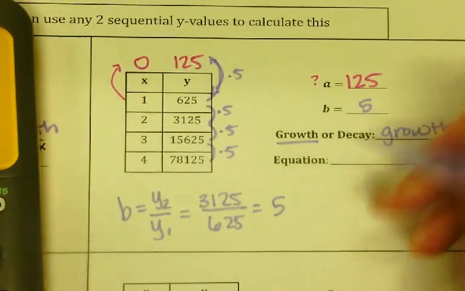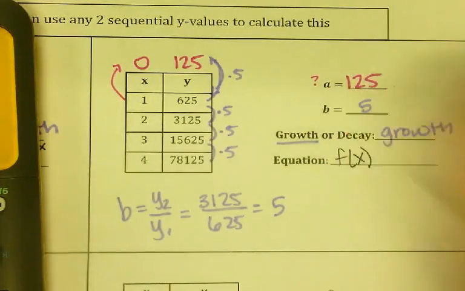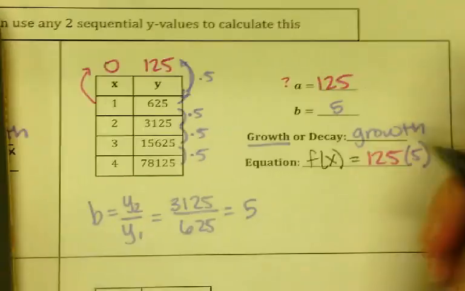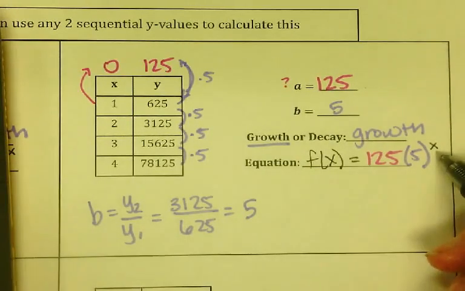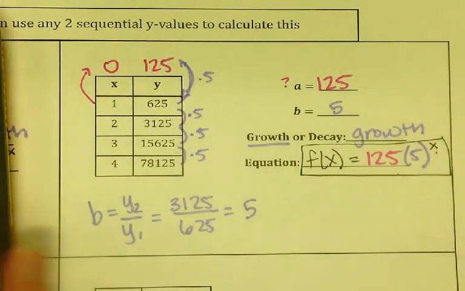And you guys remember, you can write your equation as y equals. You can also write your equation as f of x equals. And f of x is equal to 125 times 5 to the x power. If you forget your x exponent, it is wrong. So don't forget your little x exponent. So you can write it as y equals or f of x equals.